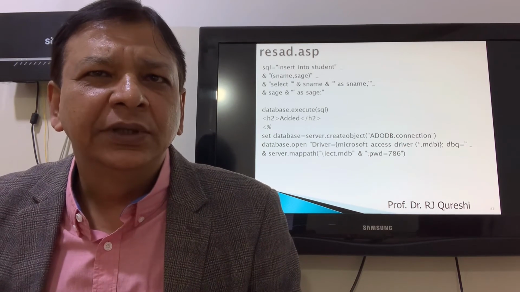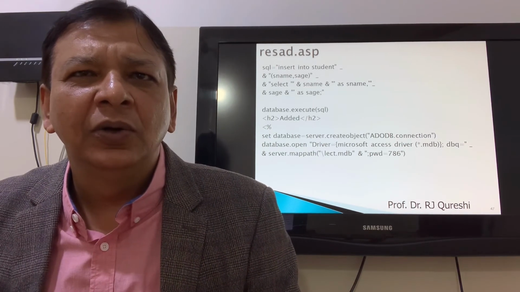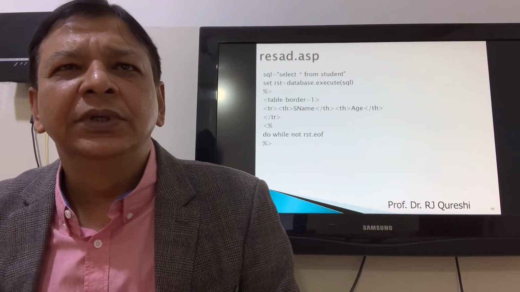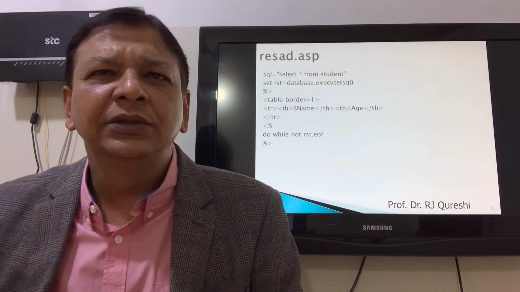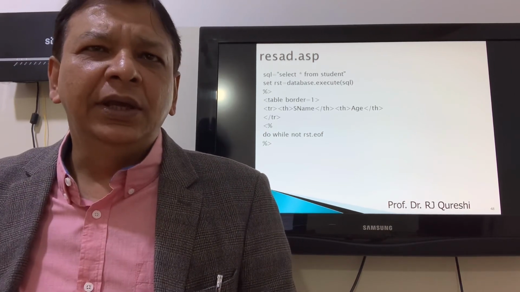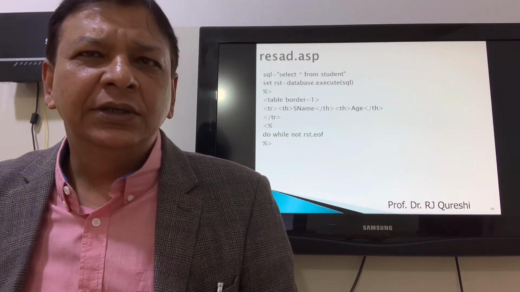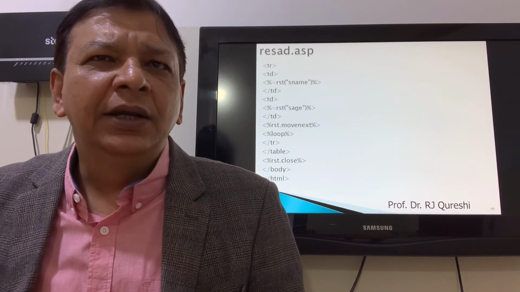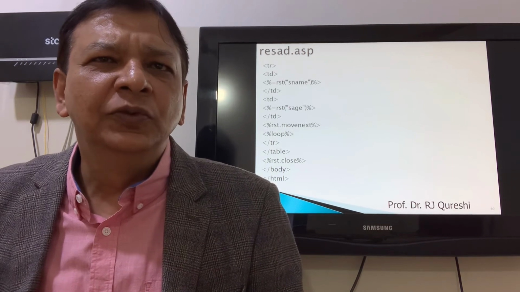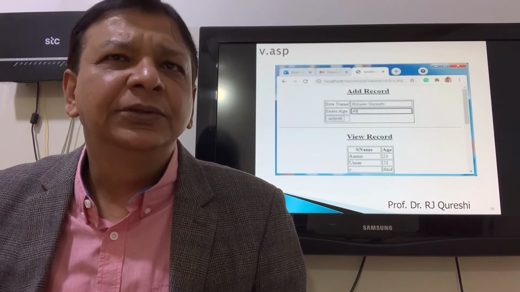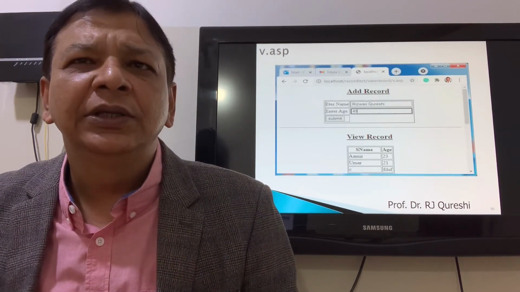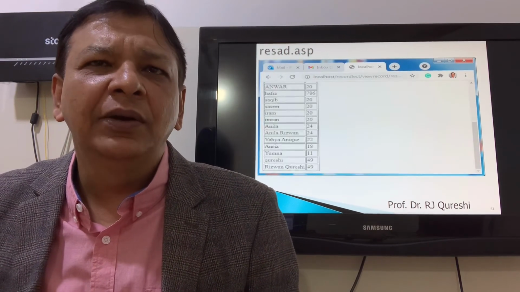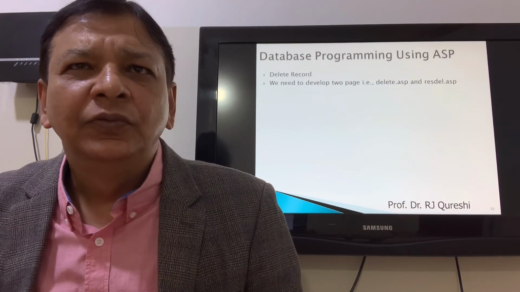open the script, set database server.CreateObject ADODB.Connection, database.open the driver, SQL select from student, recordset equal to database.execute SQL, s name, age, do while not recordset.EOF, close the script, rst s name, rst s age, rst.MoveNext, table, recordset.close. So you can see v.asp, Rizwan Qureshi, enter name, 49 age, Rizwan Qureshi is added.